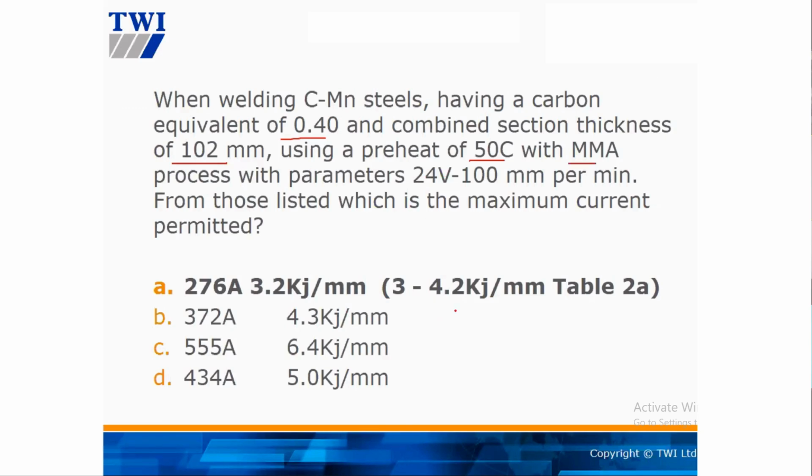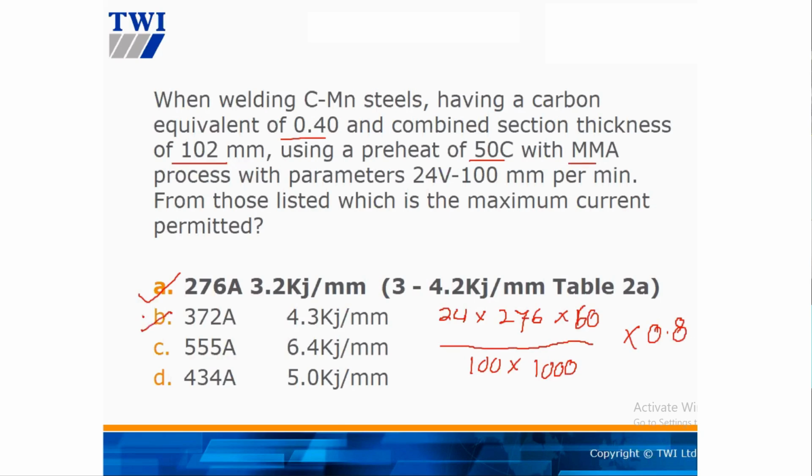We got 24 times 276 times 60 divided by 100 times 1000, and then we times with 0.8. The answer goes to A. So within the range only A, because B is also wrong because we got 4.3, C is wrong because we got 6.4, and D is wrong because we got 5, which is more than 4.1 or 4.2 here. Okay?